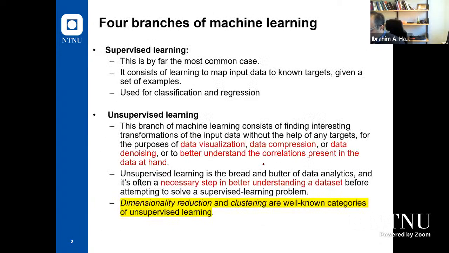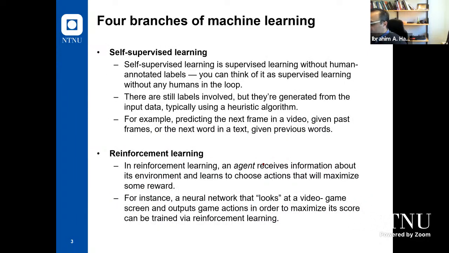The next one is self-supervised learning, which is a mixed or hybrid approach. It's supervised learning without human-annotated labels, so you can think of it as supervised learning without any human in the loop. There are still some labels involved, but they are generated from the input data, typically using heuristic algorithms. For example, predicting the next frame in a video given past frames, or the next word in a text given previous words.